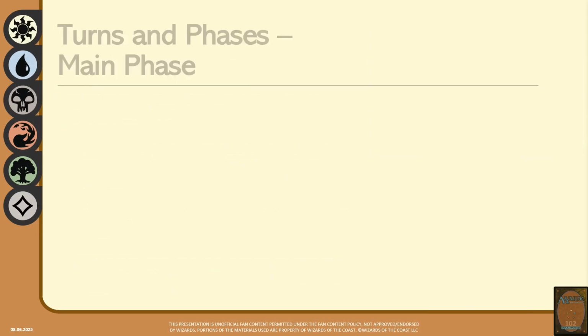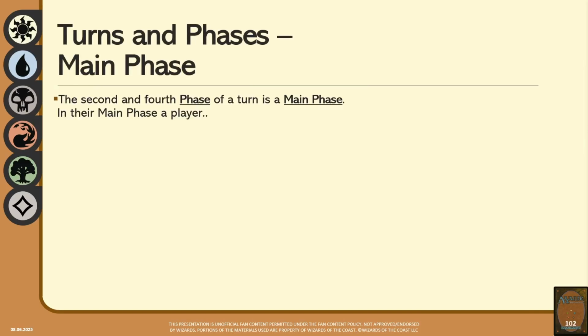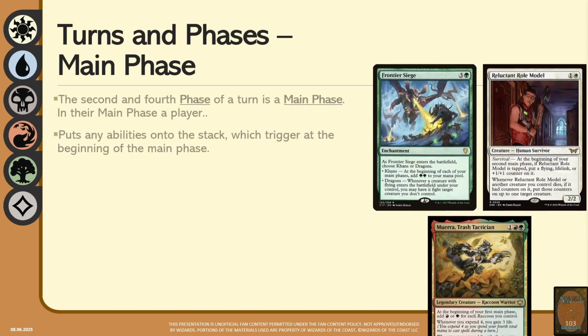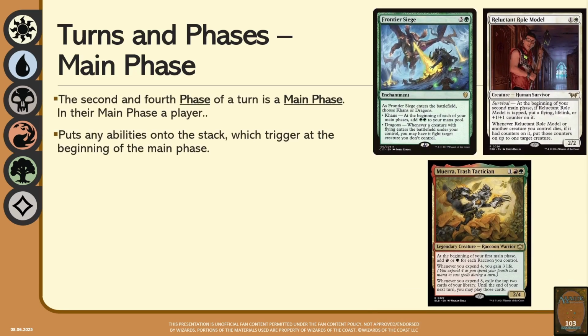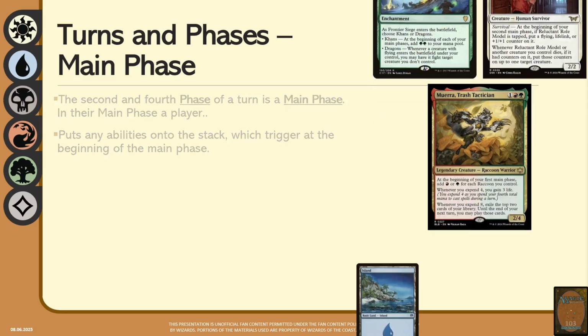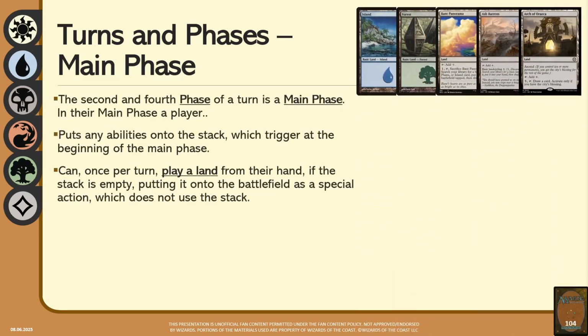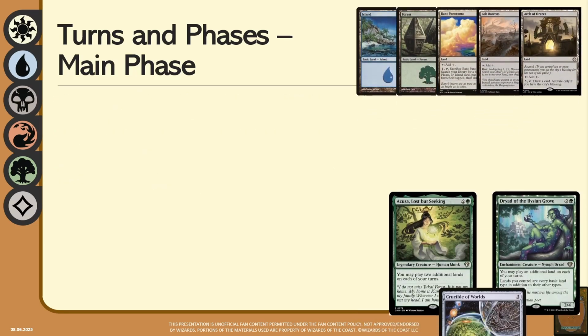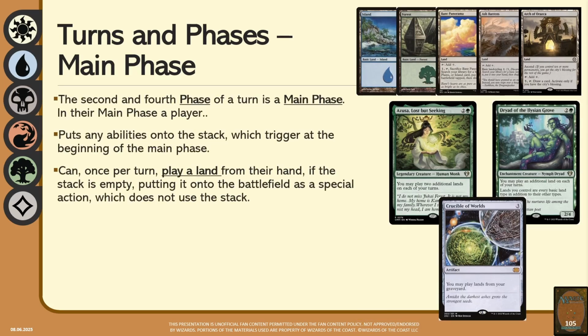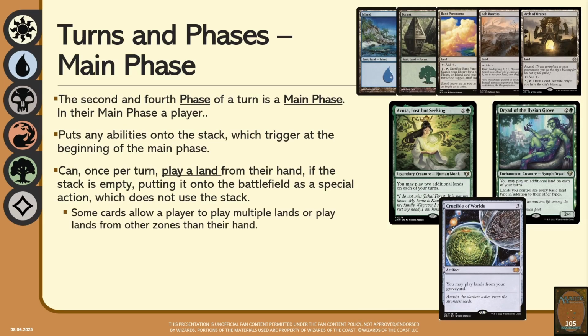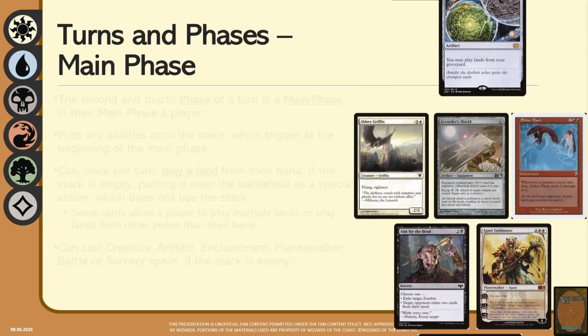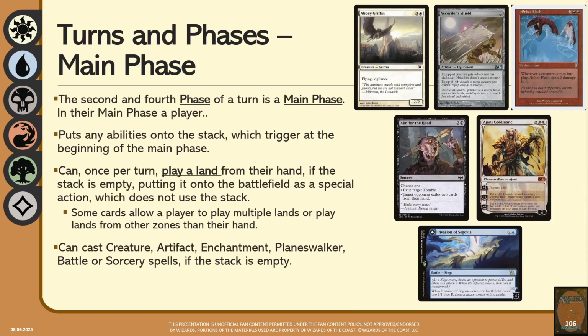The second and fourth phase of a turn is a main phase. In their main phase, a player puts any abilities on the stack which trigger at the beginning of the main phase, can once per turn play a land from their hand if the stack is empty, putting it onto the battlefield as a special action which does not use the stack, and can cast creature, artifact, enchantment, planeswalker, battle, or sorcery spells if the stack is empty.